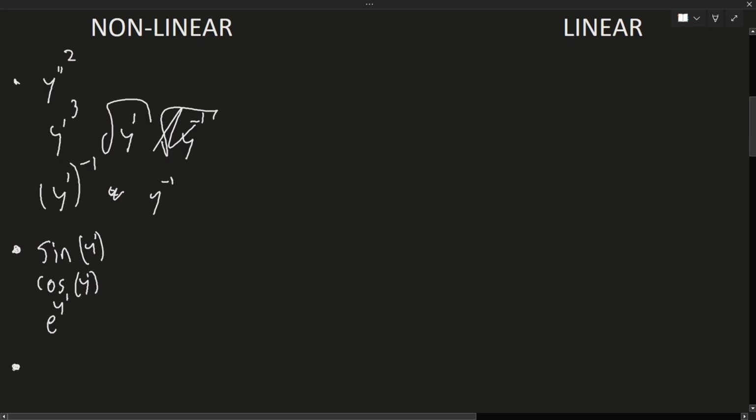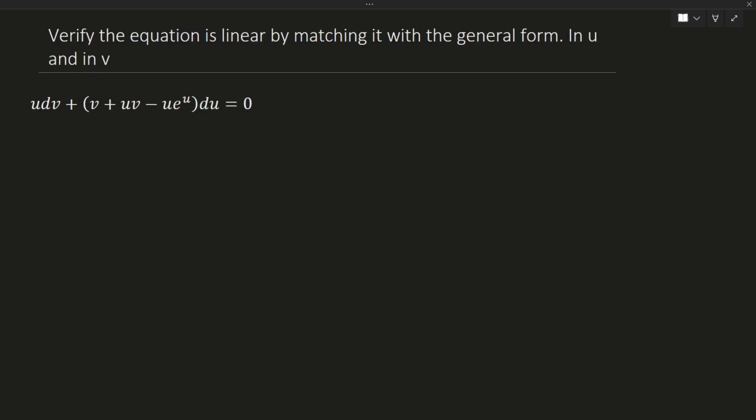And the last thing is if y is being multiplied with y prime, or y prime multiplied with y prime, okay? Everything else is linear, okay? If in your equation you find any of these 3, it's non-linear. Otherwise, it's considered linear.